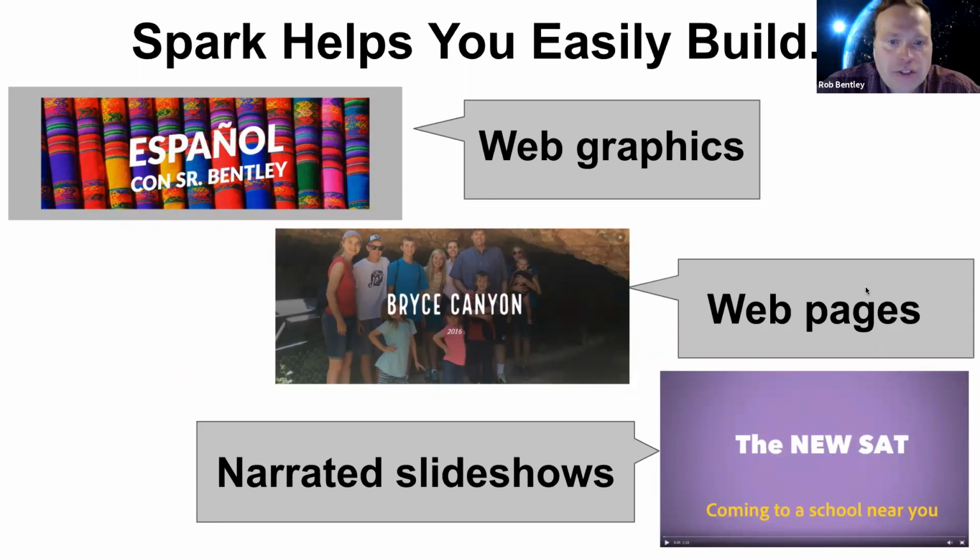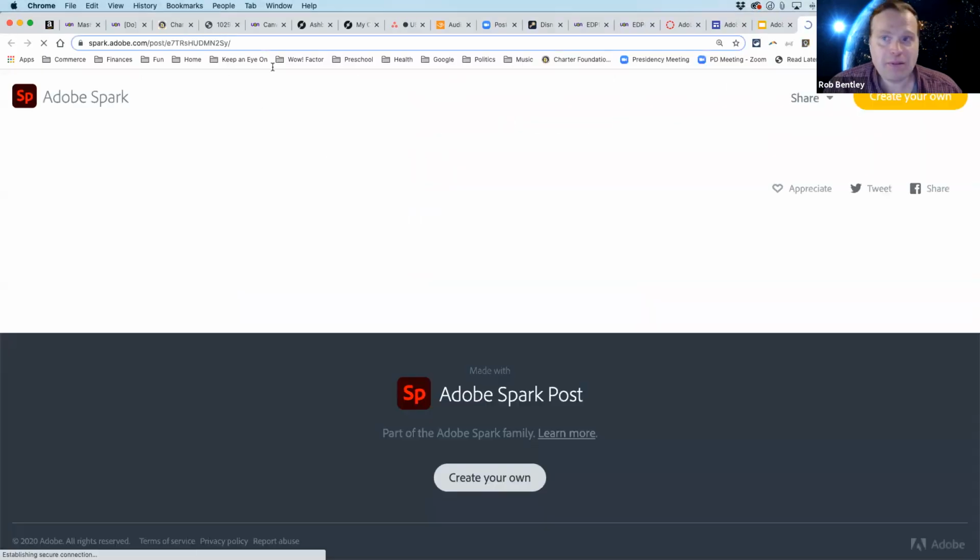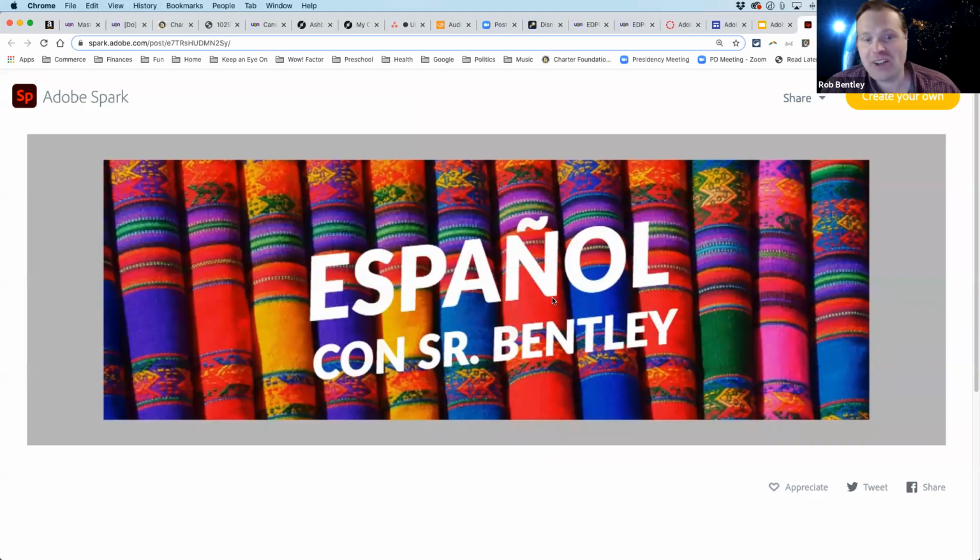So here are some examples. 2 of these are examples that I created. Here's an example of web graphics. I think many people that look at Spark don't get very excited about Adobe Spark creating graphics or memes, because there are so many other tools that you can use to do that. But Spark makes it particularly easy to create attractive looking web graphics. And maybe my example isn't that attractive, I don't know.